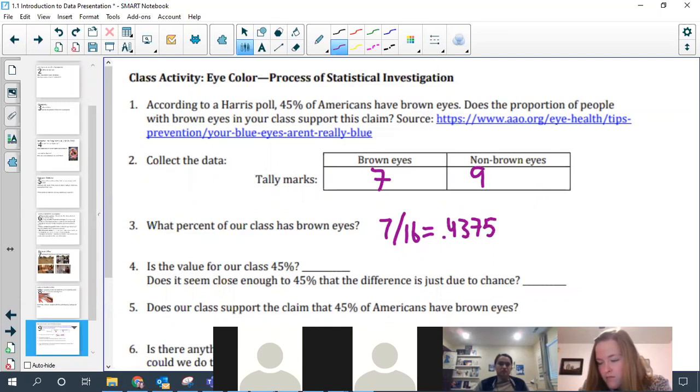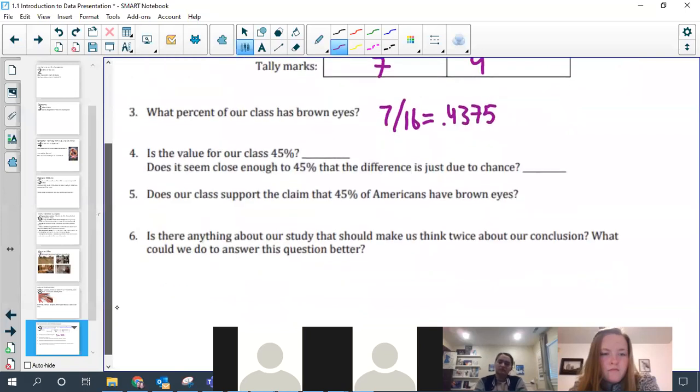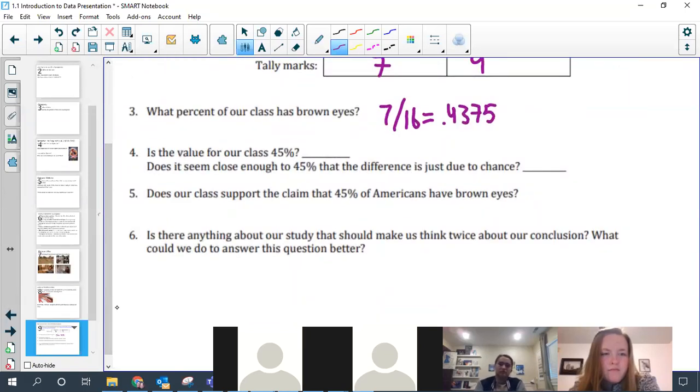Is it exactly 45%? No, not necessarily, but do we expect it to be exactly 45%? Does it seem close enough that the difference is just due to chance? What do you guys think? Are we ever going to get it exactly 45? I don't know. Those are all questions to just be considering. Now, is there anything about our study that should make us think twice about our conclusion?